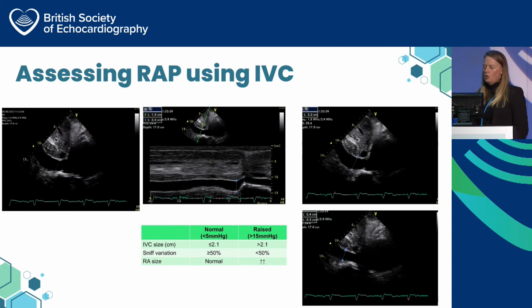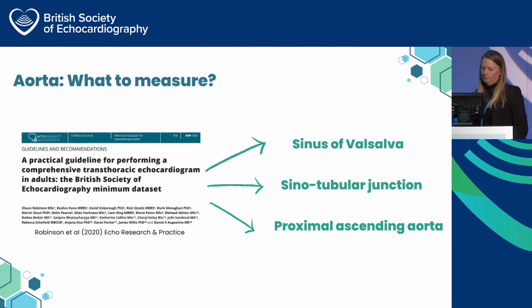Okay, so the tip there would be IVC assessment on 2D. Have a look at it on M mode if you like, but just be aware of the pitfall in that measurement. And then finally, moving on to the aorta. Three measurements to do in most people, but I would say you perhaps need to add some if the aorta is dilated. So sinus of Valsalva diameter, sinotubular junction, and then proximal ascending aorta.